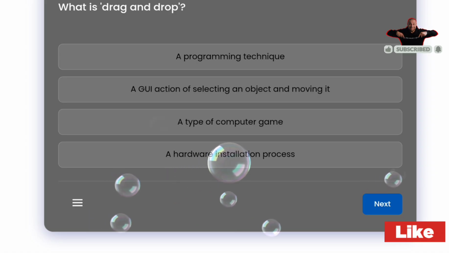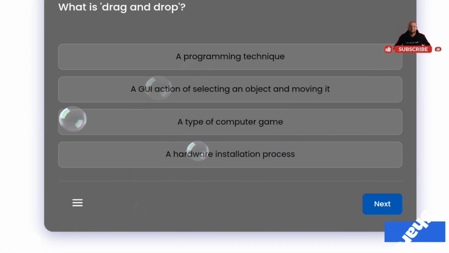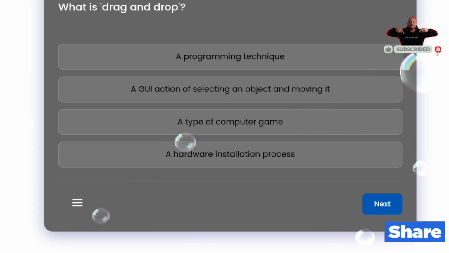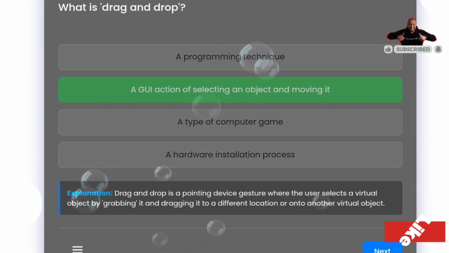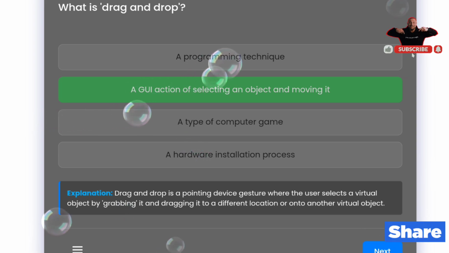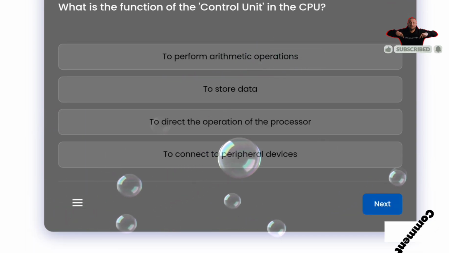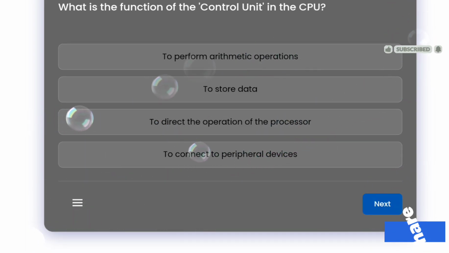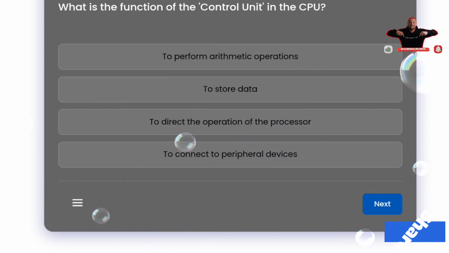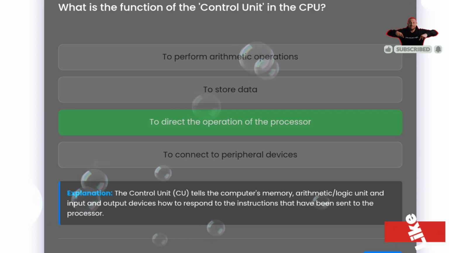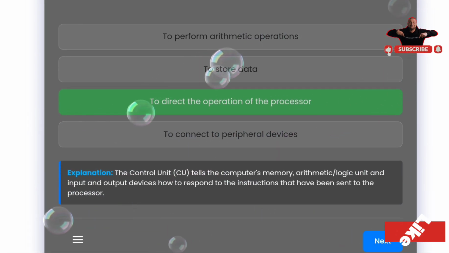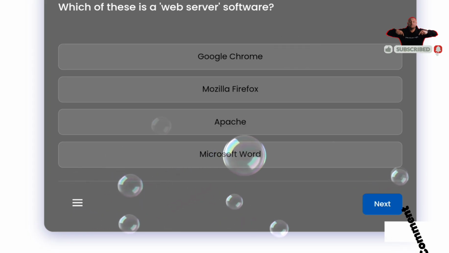What is drag and drop? A GUI action of selecting an object and moving it. Okay. Next question. What is the function of the control unit in the CPU? To direct the operation of the processor.